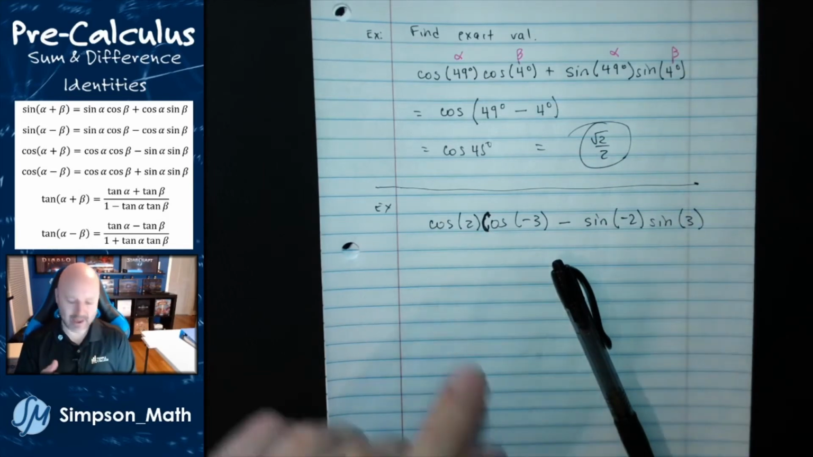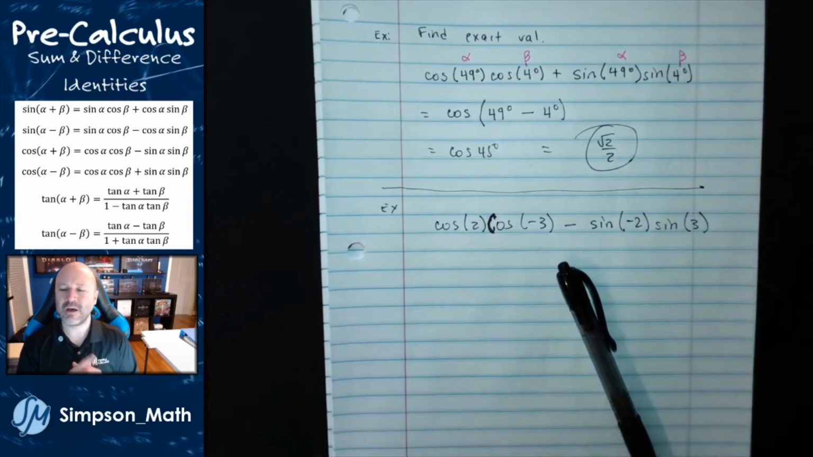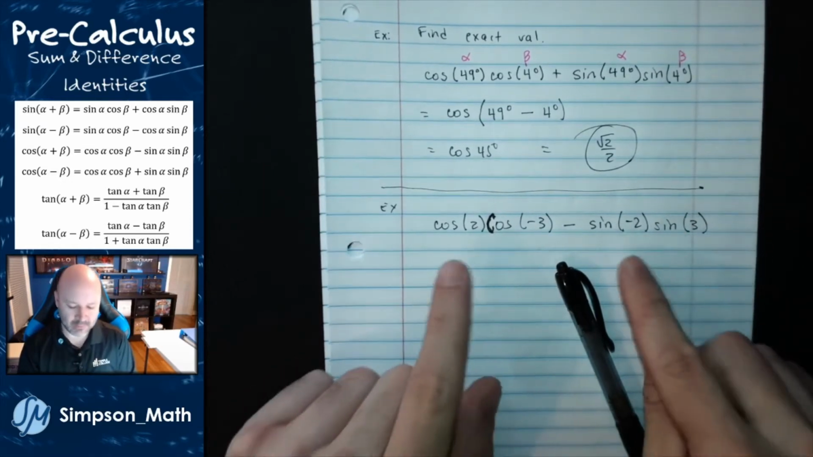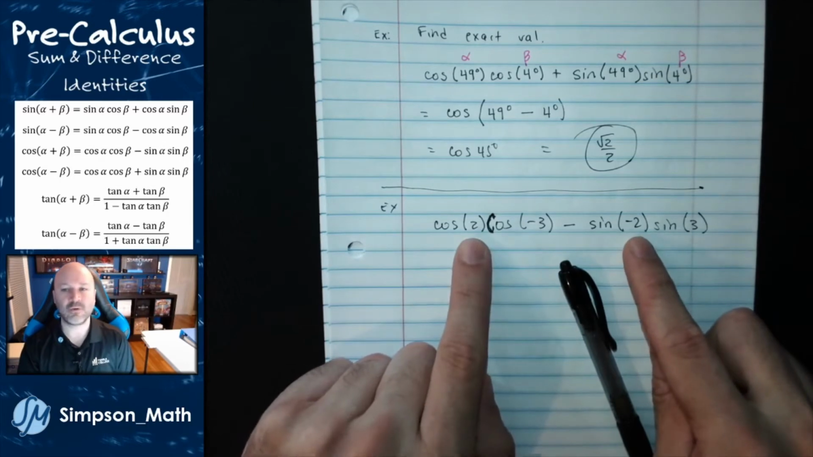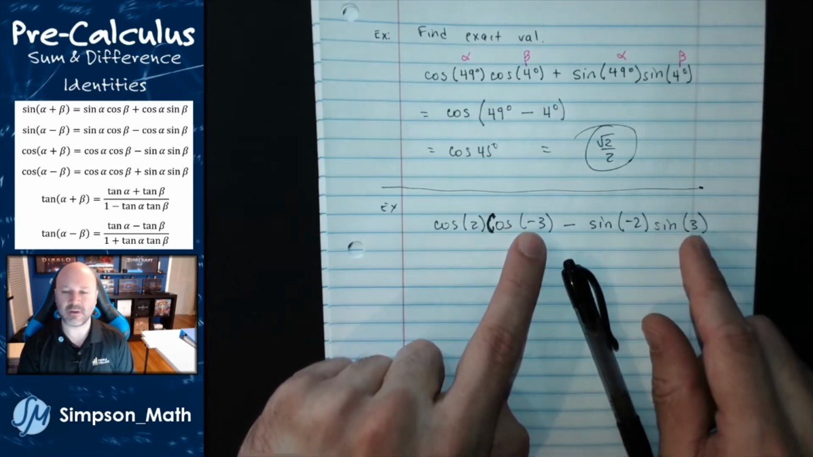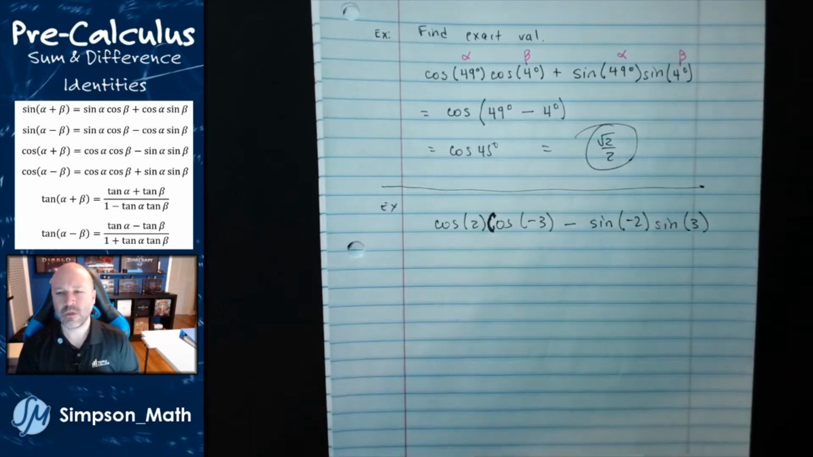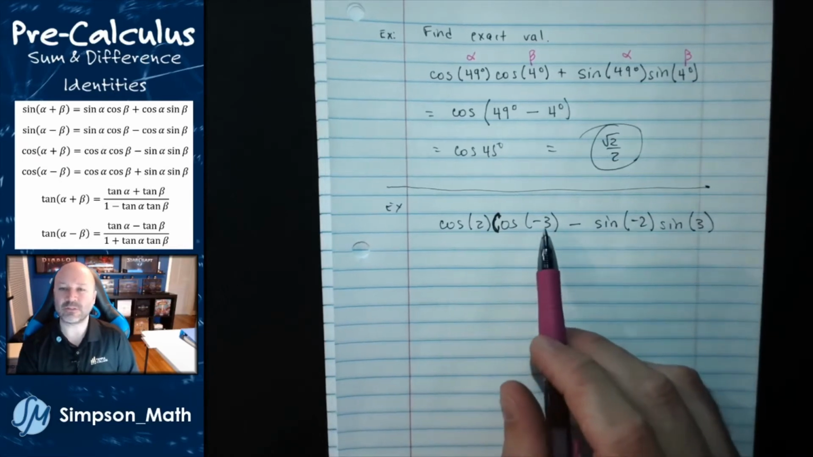I kind of see the pattern. I see a cosine cosine and a sine sine, similar to before, but the alphas are not matching. 2 and negative 2 are not the same angle. Negative 3 and 3 are not the same angle. Okay. Ooh, but there is some manipulation we can do with negative angles.